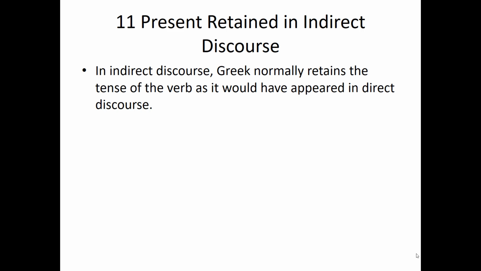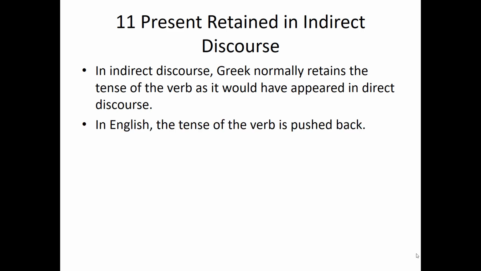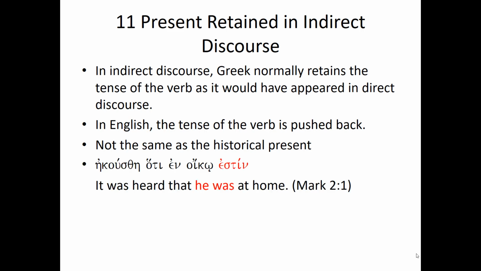Indirect discourse would be something similar to where I told you to get up. It's not the quotation, it's not the exact words, but it's kind of the gist of the reported speech. In English, when we do this sort of a thing, the tense of the verb is pushed back. Greek retains the normal tense. Now, this is different than the historical present. I think this example will help.